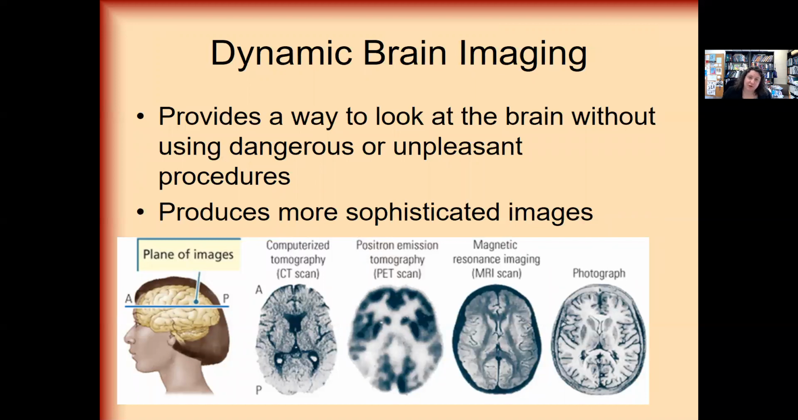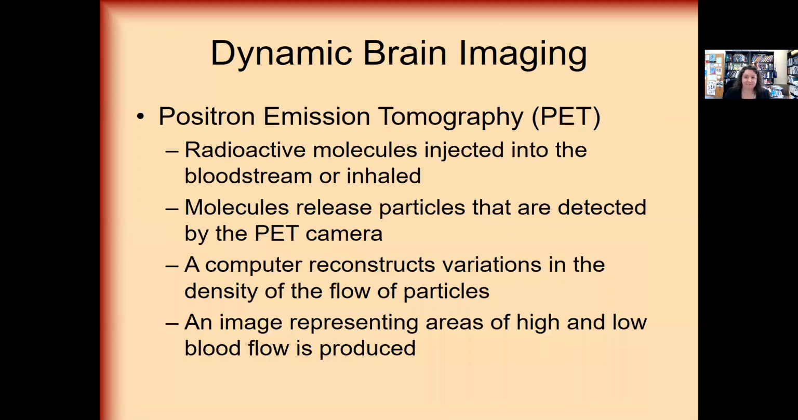We can also do what's called dynamic brain imaging now. So this is where we essentially, instead of taking a picture, we take a video of the brain as we analyze it. So we can do this with PET scans, with MRIs, and there are other ways we can do this as well.